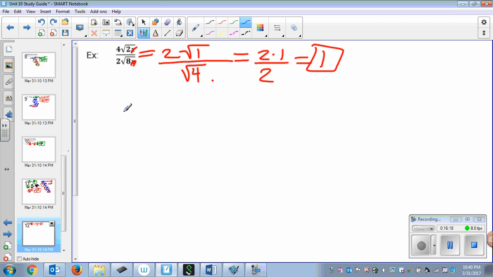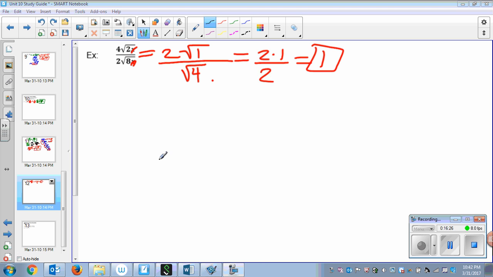So your other option, if you didn't see that you could cancel stuff out, would be to take... oh, my pen is not working. Okay, I'm not sure why my pen stopped working, so I'm going to try to do it with the mouse, and I don't know how well that's going to work.